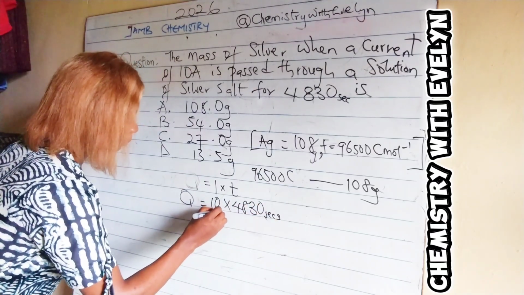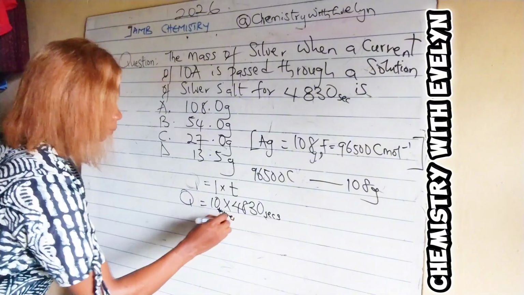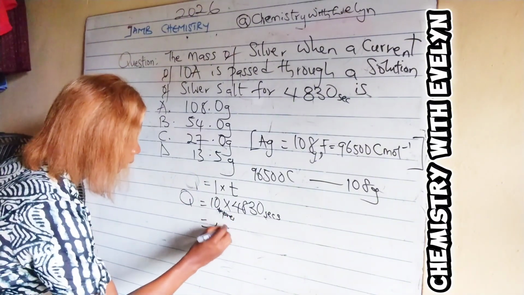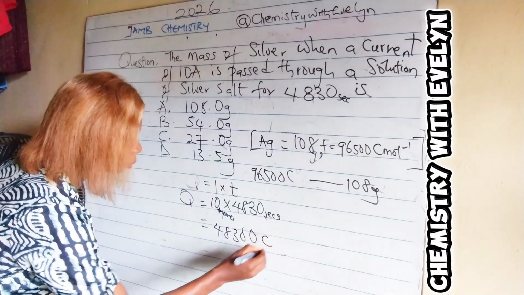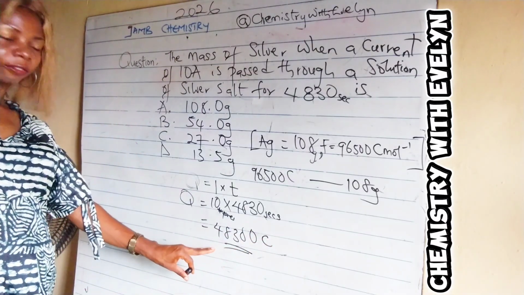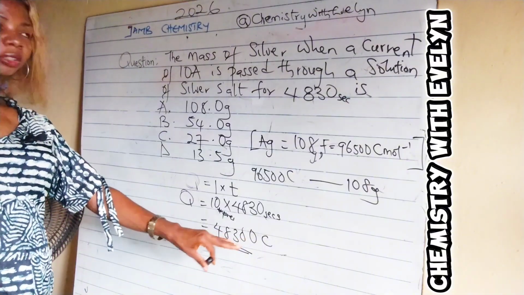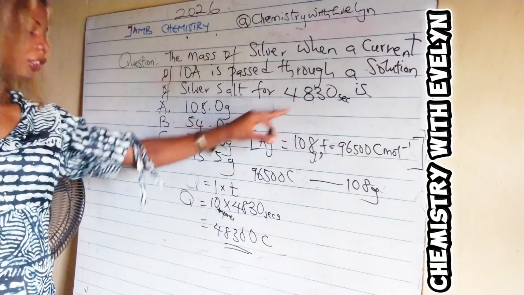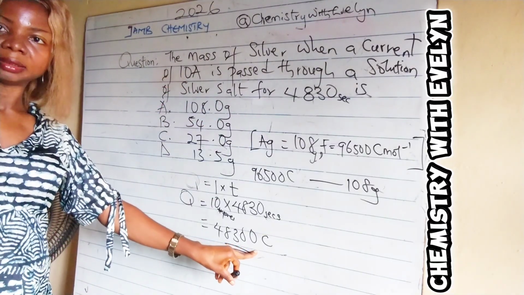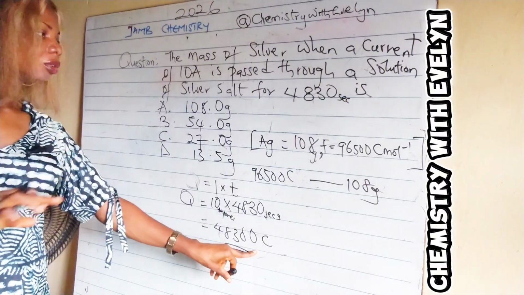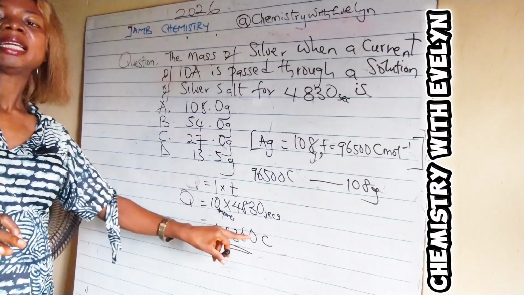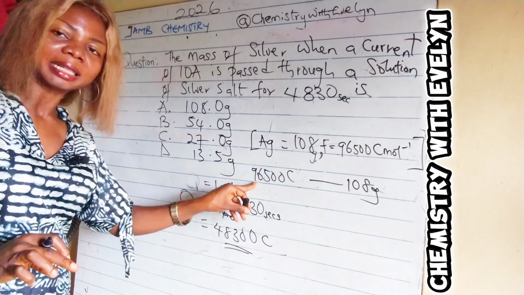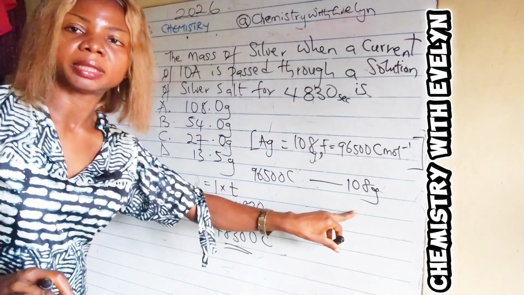When we multiply the two, we have the quantity of electricity to be 48,300 coulombs. So this particular current and time produces this amount of electricity. We are now told to get the mass of the silver that will be deposited in this electrolysis, having known that 96,500 coulombs will deposit 108 grams.